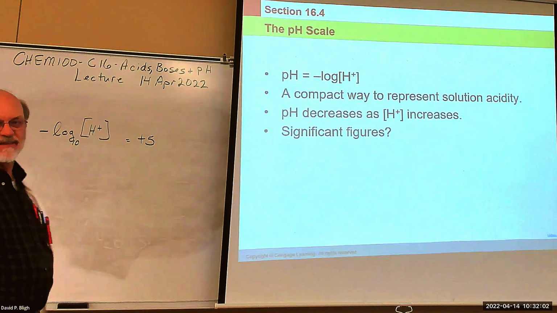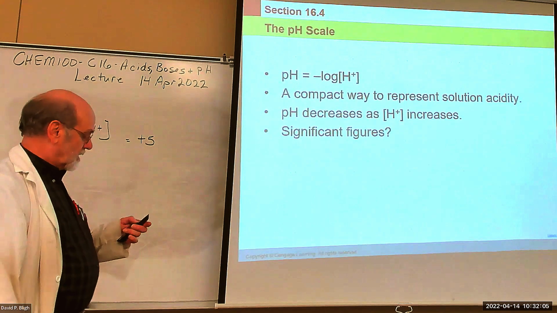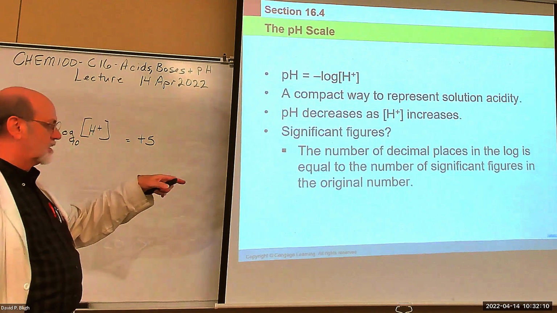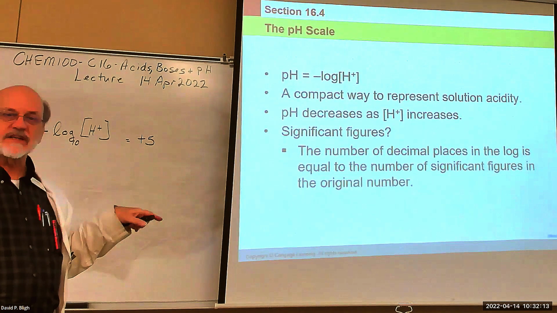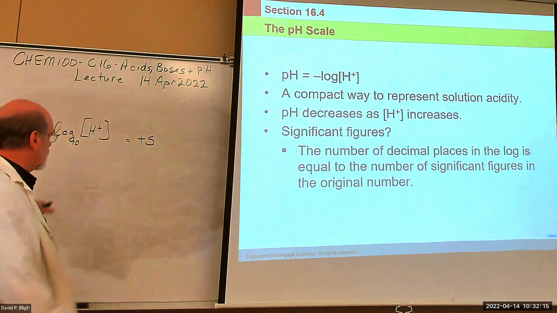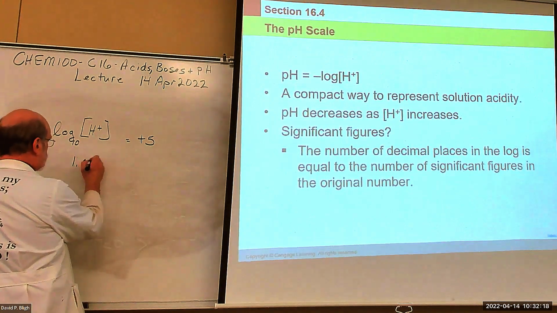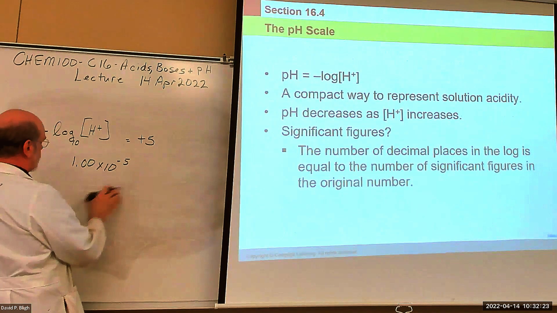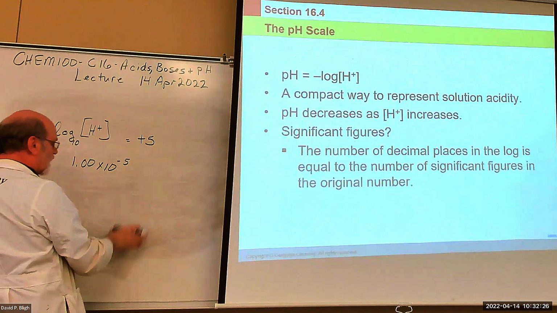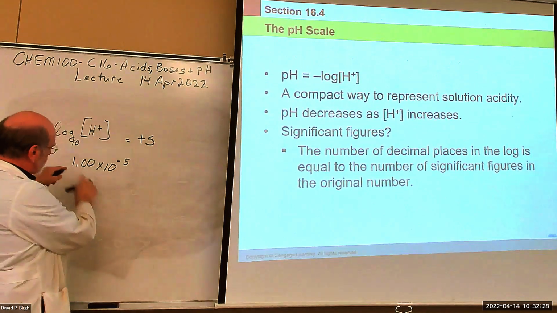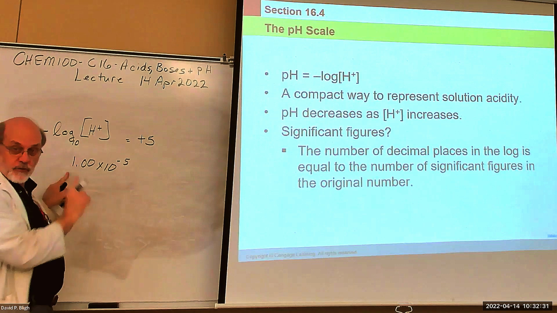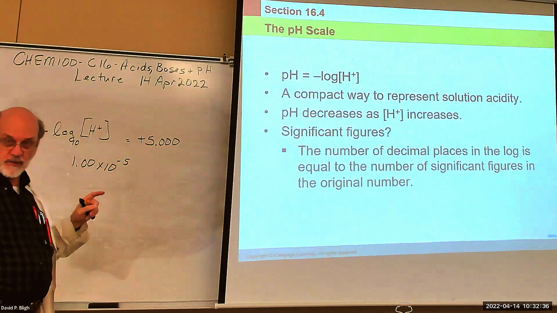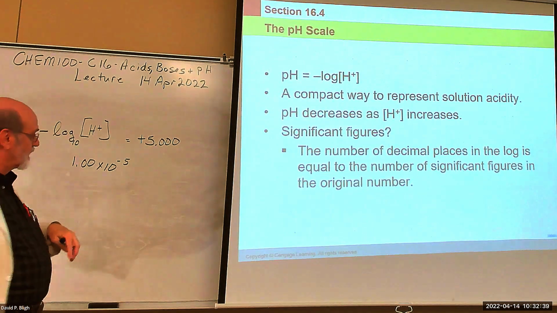How do we deal with significant figures, though? The rule is the number of decimal places in the log is equal to the number of significant figures in the original number. So if the original number is 1.00 times 10 to the minus 5, and we take the negative log of that, we get a positive 5, but we also have 1, 2, 3 significant figures, means 1, 2, 3 decimal places. Okay?